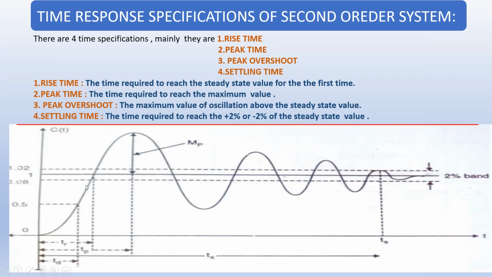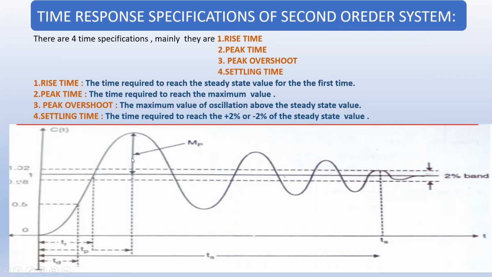Rise time means the time required from zero time to reach its steady state value for the first time. So this time over here, which is depicted over here, is the time required to go from this zero amplitude to this one amplitude, which is the steady state value. So this is called the rise time over here, and peak time is the time required to reach the maximum peak over here, the maximum amplitude. So this time from zero to maximum is called peak time.